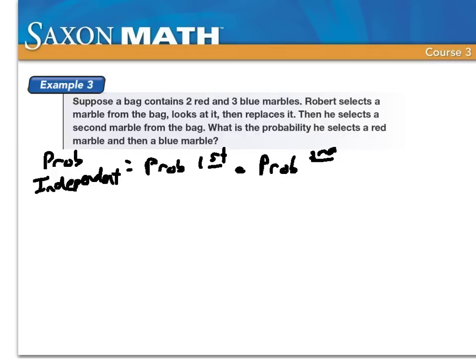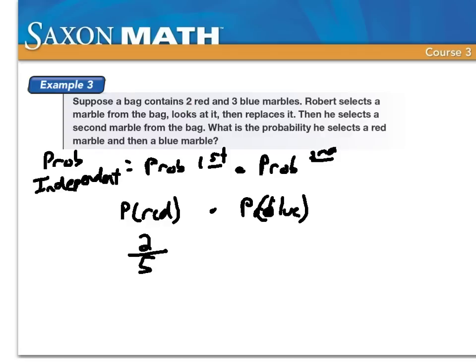Okay? So, suppose his bag contains 2 red and 3 blue marbles. He selects a marble and looks at it. What's the probability that he selects a red? So we want the probability of a red, and we're going to multiply that by the probability of a blue. Well, the probability of a red is the number of red over the total. There are 2 red out of 5 total marbles, because 2 red plus 3 blue equals 5 total. So he's got a 2 out of 5 chance of drawing a red.